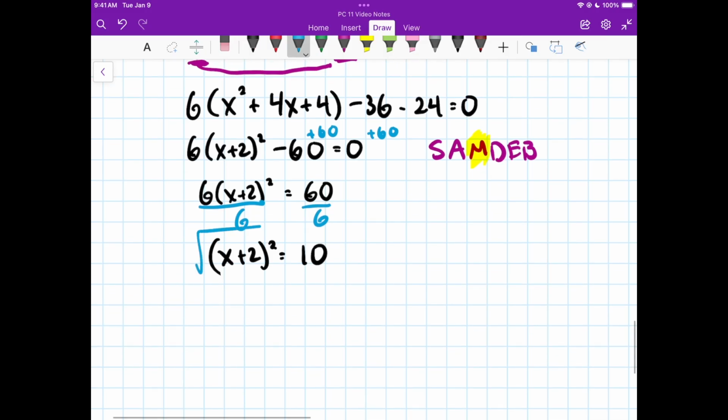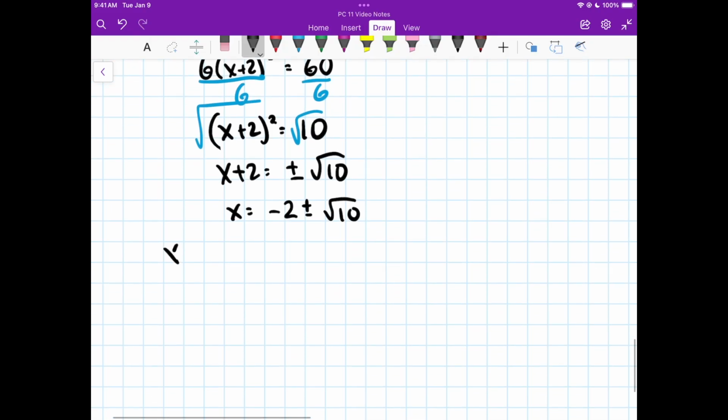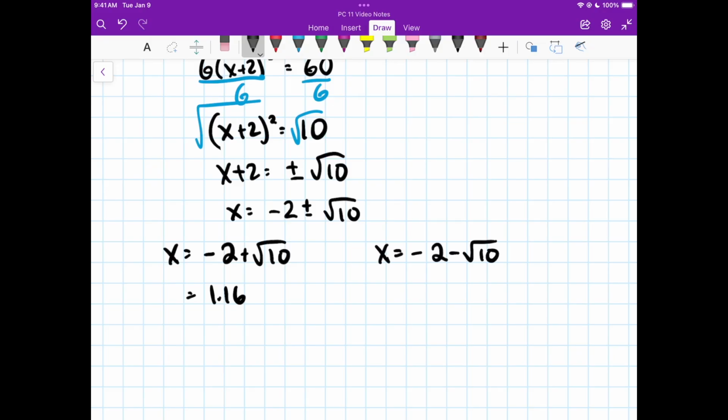We square root both sides, so we get x + 2 = ±√10. We move the 2 to the other side by subtracting, so we've got x = -2 ± √10, and we're ready to get some answers. So we've got x is -2 + √10, which if you calculate it is 1.16, and we've got x is -2 - √10, which if you calculate it is -5.16.